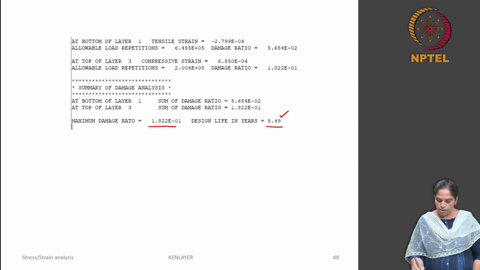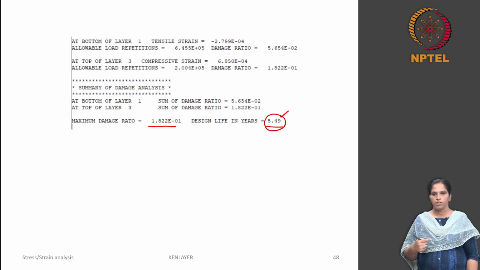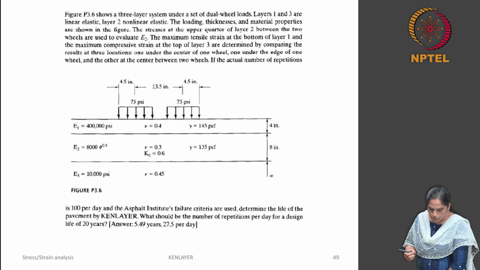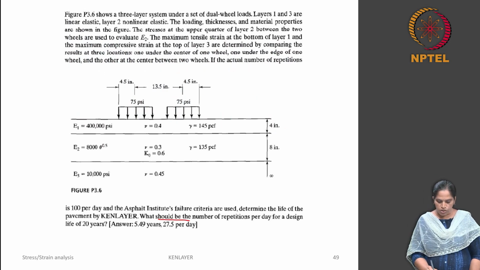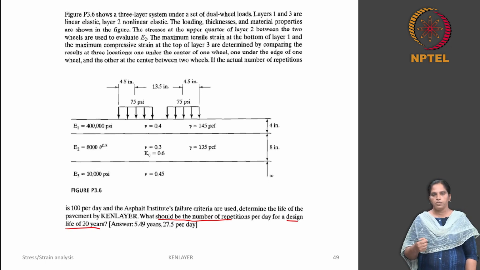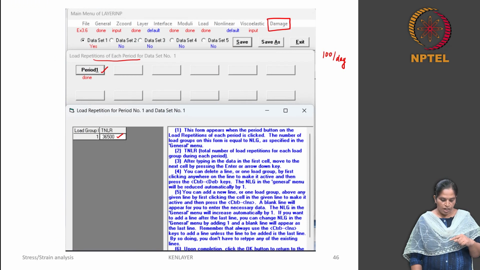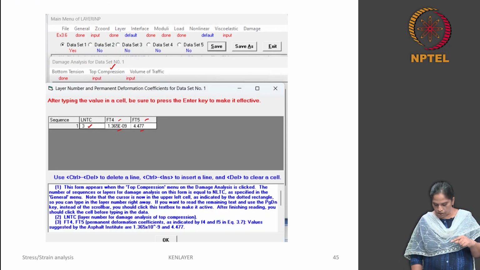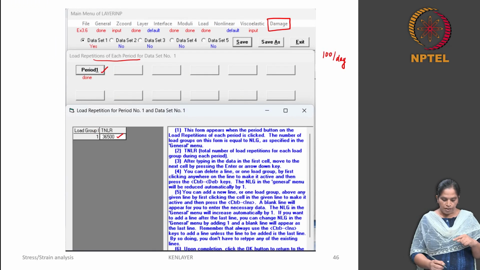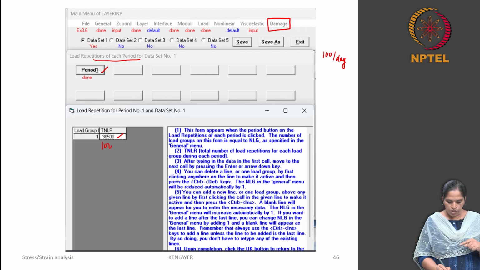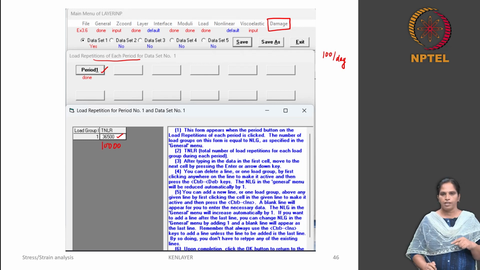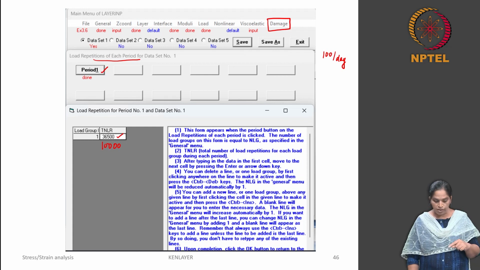If you want to bring this design life to 20 years, we need to reduce the number of repetitions of traffic load. So what should the number of repetitions be so as to bring the design life to 20 years? This we have to do only by trials. All other input parameters remaining the same, I just changed the number of repetitions of traffic load per year. We need to decide this number only by trials. For the initial trial, I kept it at 10,000.